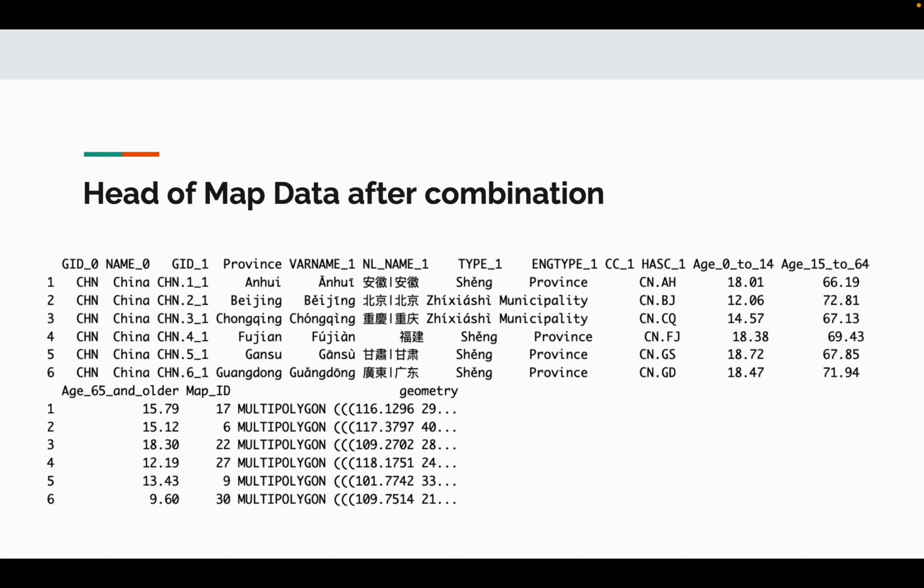The merged dataset shows each Chinese province with geographic and demographic data. Key columns include province, age population ratio, and map ID, linking each province to its map boundary. The geometry column hosts multi-polygon coordinates defining each province's shape, making the dataset ready for heat map visualization.